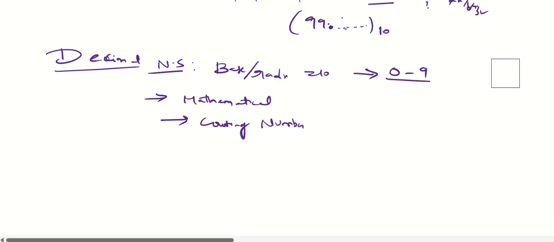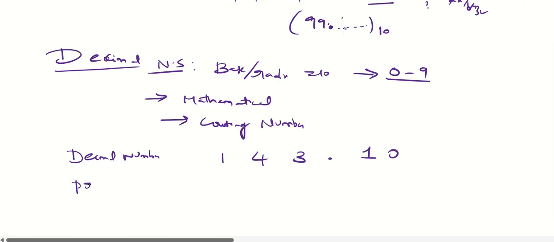So any number, I have taken that decimal number. A decimal number is something like 143.10. And the power of base is nothing but 10 power, as you know, because the radix is 10. So this 3 is at position 10 power 0, the 4 at position 10 power 1, then 10 power 2, and 10 power minus 1, 10 power minus 2.